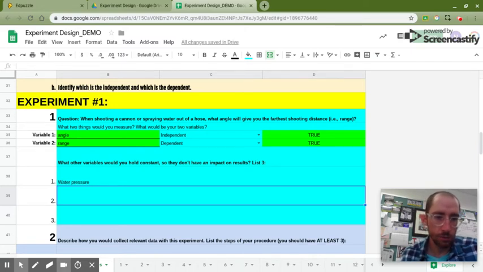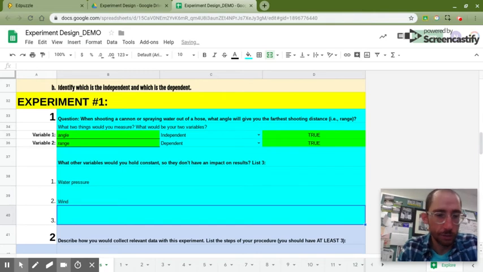All right. Let's see. What else could we? Some other people were saying wind. If you're changing the angle and then you get a strong gust of wind blowing against the water, it will actually shorten the range. Or if it blows with the water, it will actually lengthen it. So you have to try and collect data only when the wind is blowing the same way. And then other people have said things like the type of hose that you're using, which could probably affect the water pressure.